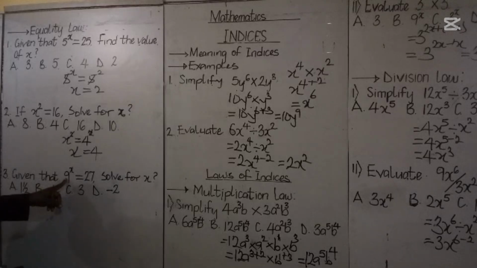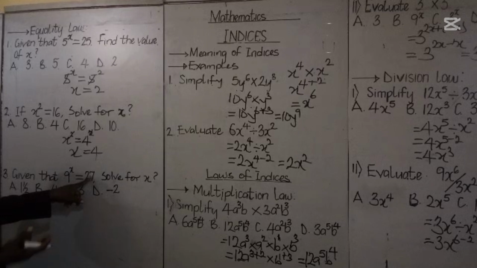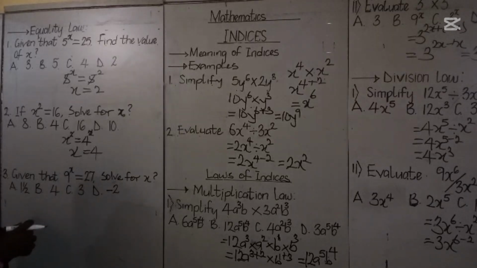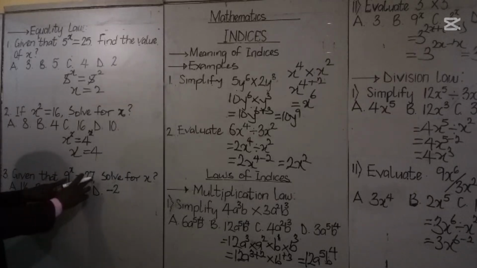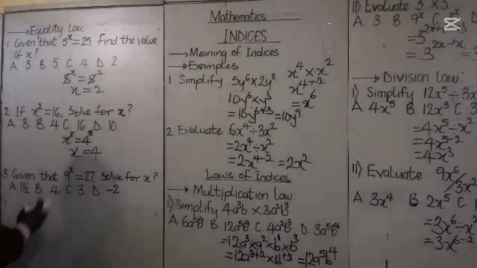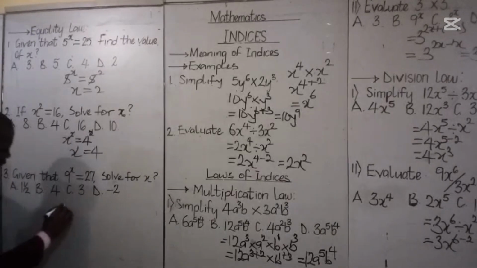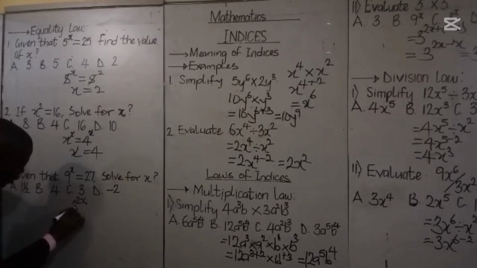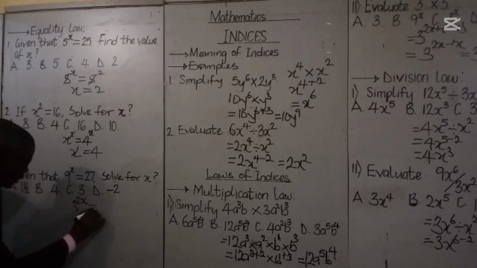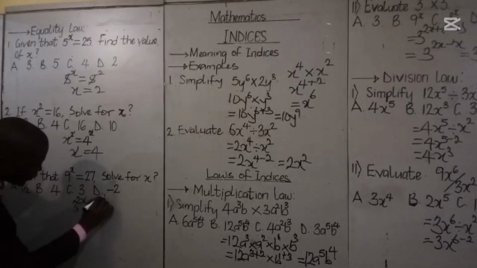But the issue now is, this is 9 raised to power x. There is no how we can generate 9 raised to power something from 27. But we now think of other alternative. The alternative is that 3 can be generated from 9, 3 can equally be generated from 27, making them to have the same base. So here is from 9 now, we have 3 raised to power of 2x, which is equal to 3 raised to power of 3.